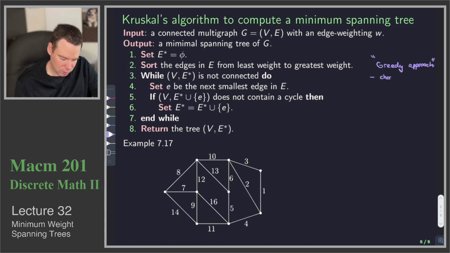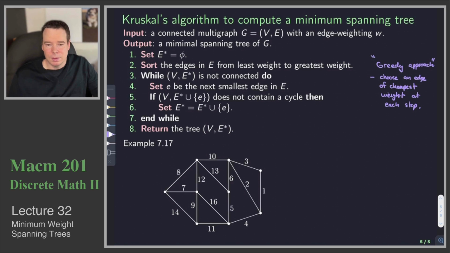So we choose an edge of what we call cheapest weight at each step. And that's it. We just at each step choose the edge of cheapest weight. Now, of course, we're trying to make a spanning tree, so we make sure we choose an edge that doesn't create a cycle. But other than that, we're free to choose the edges how we please in the cheapest way possible. So here are the details.